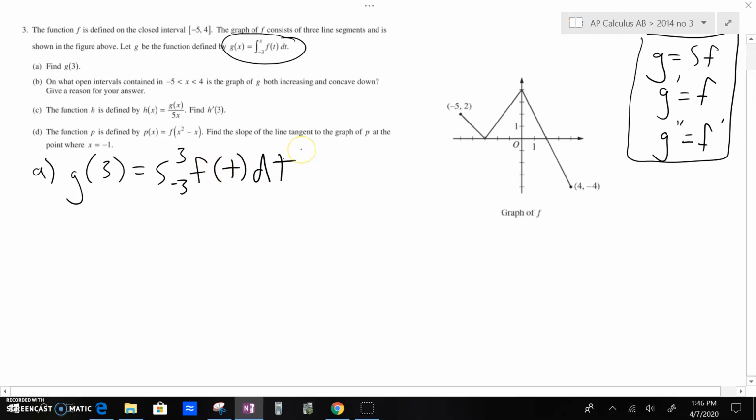So here's my graph of f. From negative 3 to 3, I'm going from right here over to right here. So I'm going to be looking at a positive triangle as well as a negative triangle. There's this positive triangle, and there's this negative triangle. You can break up the positive triangle into two right angles, or you could do one solid triangle, half base times height. It doesn't really matter. It's whatever you're most comfortable with.